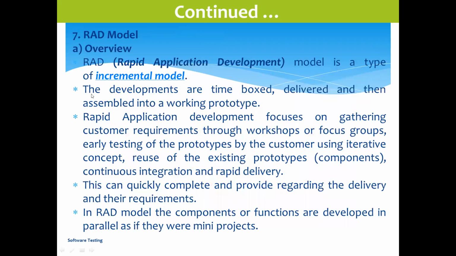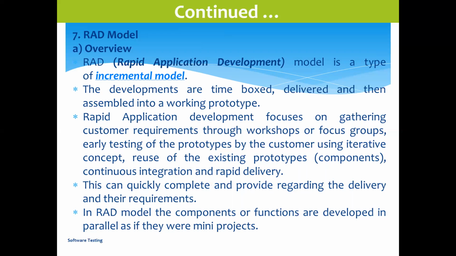Okay, next model is RAD model. The full form of this RAD model is Rapid Application Development. This is also one kind of incremental model only, a little bit of difference is there. The developments are time boxed, delivered, and then assembled in working prototypes. So here development activity will happen, and at a time they will start their coding. Any documentation is required, they can do that. Then they will deliver to the testing team, then testing will come. So rapidly, immediately need to do fast, deliver fast.